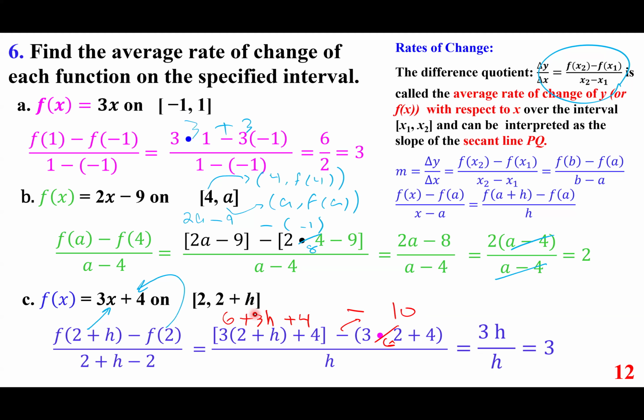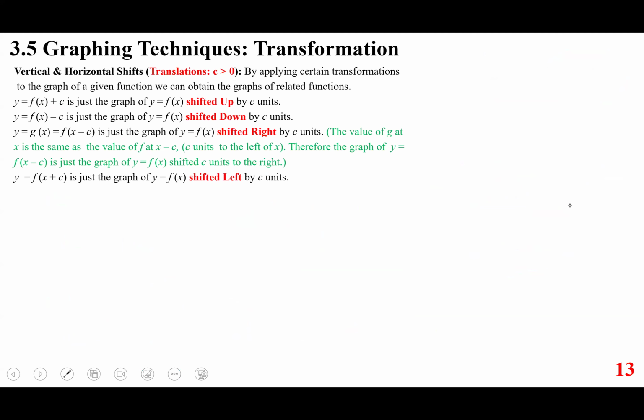So the difference quotient refers to the average rate of change of y with respect to x, rise over run, and there are different ways of writing it. All right, graphing techniques, transformations.